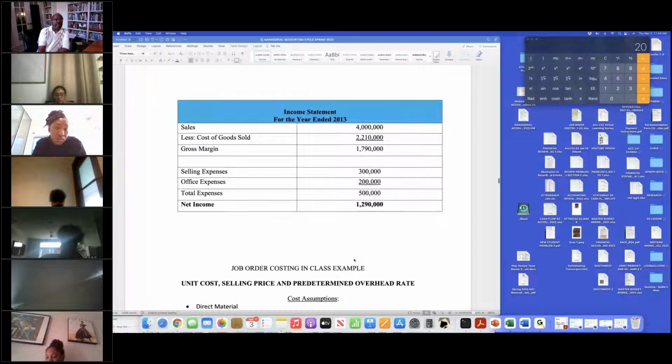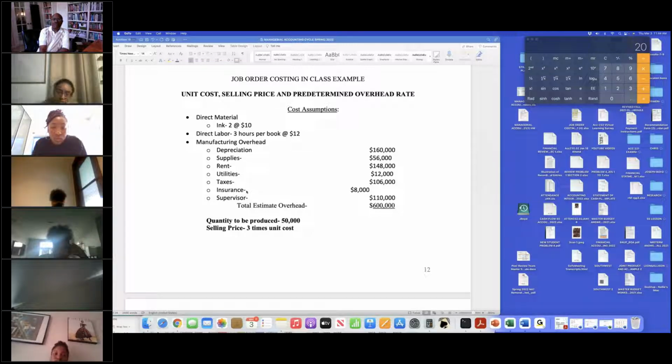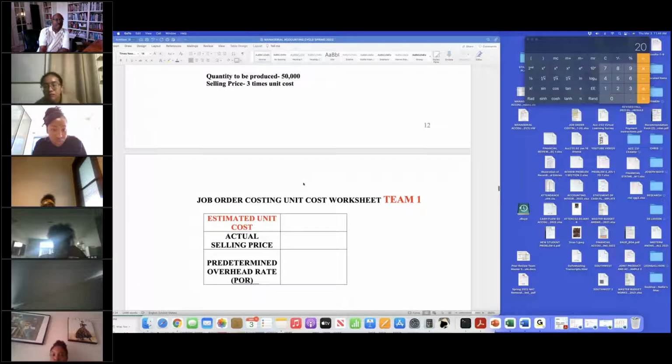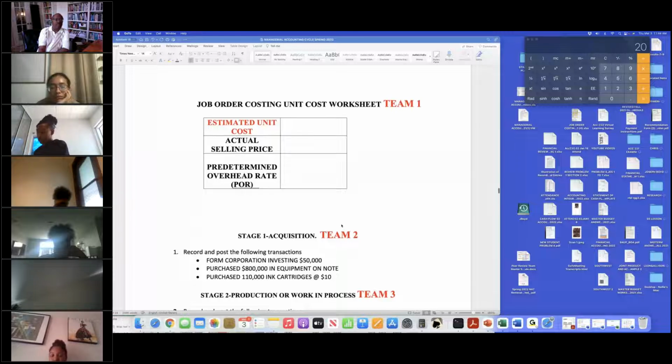And here we have our job order costing in-class example. Each team has been assigned something to work on. Does each team have an assignment? It's pretty much in the order of your numbers. This is team one. Yeah, team one, here it is. Okay, so team one, this is yours. Team two, team three, team four, team five.